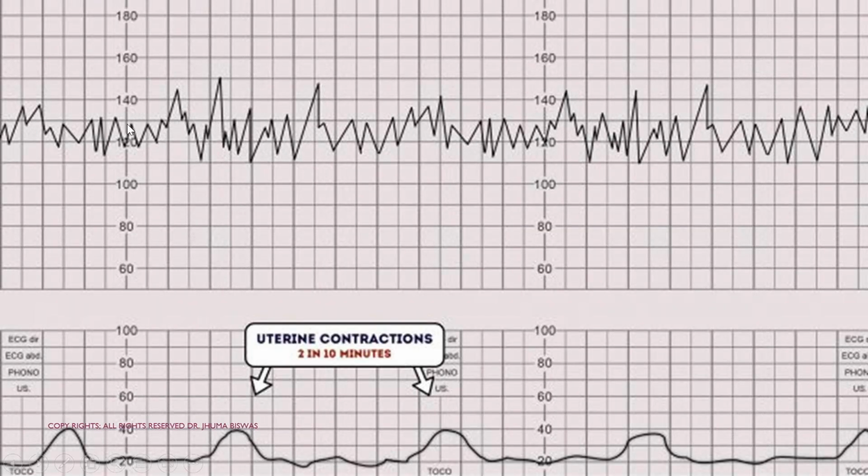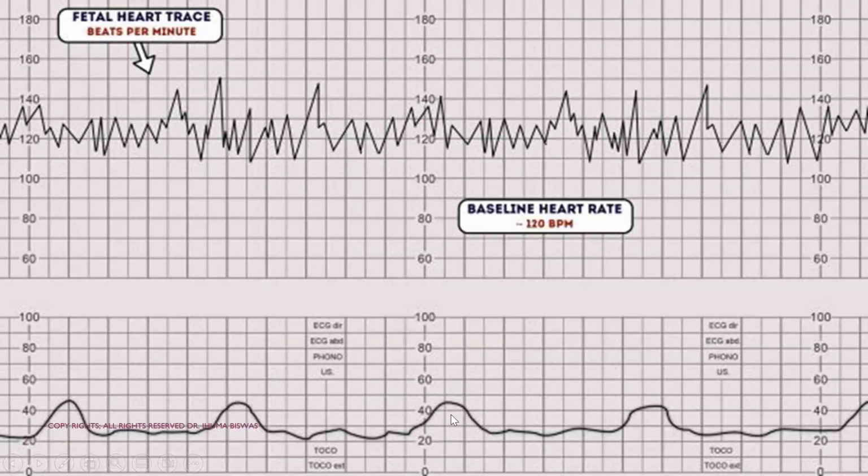Here you can see every 10 minutes there is this type of marking on the CTG, so you can calculate the number of contractions. You can see there is a 1 and 2 contraction, so 2 contractions in 10 minutes. In this CTG tracing, the y-axis is 10 beats per minute, and on the x-axis this broad line is 1 minute. So 1 minute, 2, 3, 4, 5, 6, 7, 8, 9, 10 minutes. This is 30 seconds and this is 1 minute.